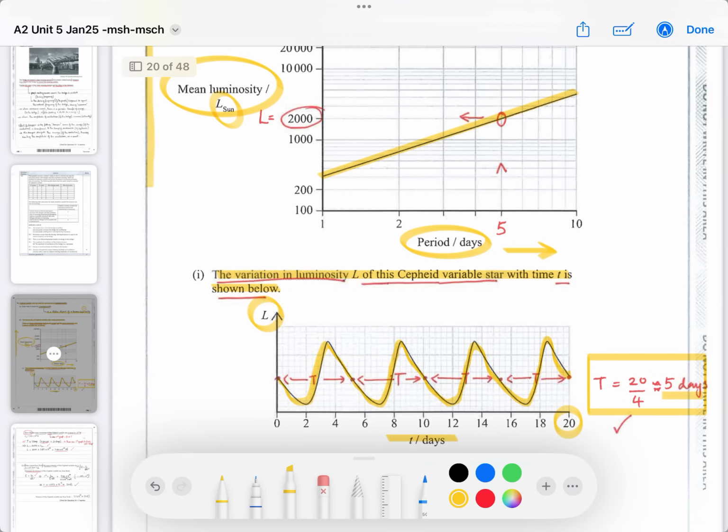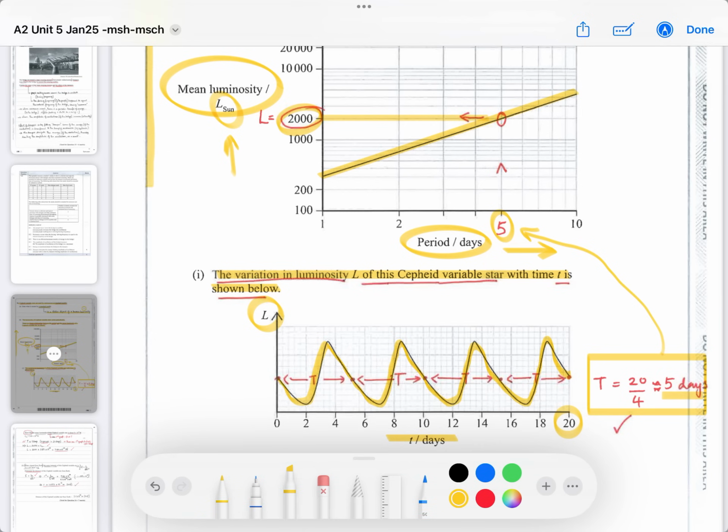And 5 days then, you can look on this first graph to find out that 5 is here, and you can trace it up and then across to find that the luminosity will be 2000 greater than the luminosity of the sun. Okay, so it's 2000 sun luminosities. So you could think of this as the unit that they're using, the luminosity of the sun.